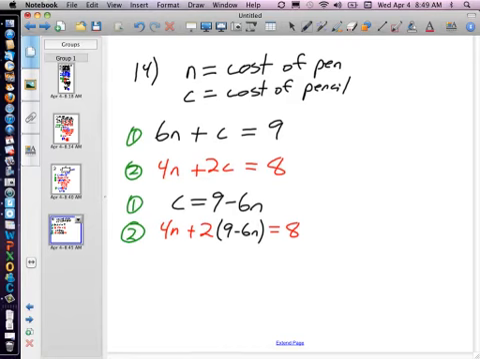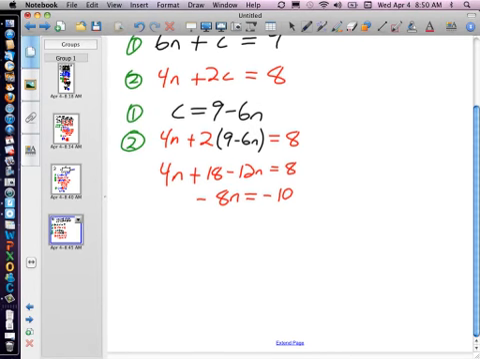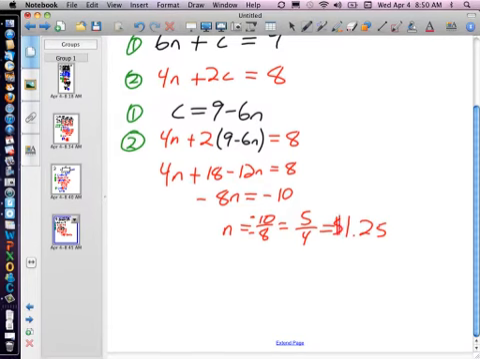So let's simplify and solve. 4n plus 18 minus 12n equals 8. Combine the like terms, negative 8n, and subtract 18 from both sides equals negative 10. So now it looks like n is going to equal 10 over 8 because they're both negatives, or I can just put the negatives there and then make it 5 over 4, which, since we're talking about money, should be $1.25. Right there, since it didn't come out as a whole number, I'm a little concerned. I'm thinking, well, maybe I've made a mistake. Hopefully I haven't, but we'll find out when we check our answer later.